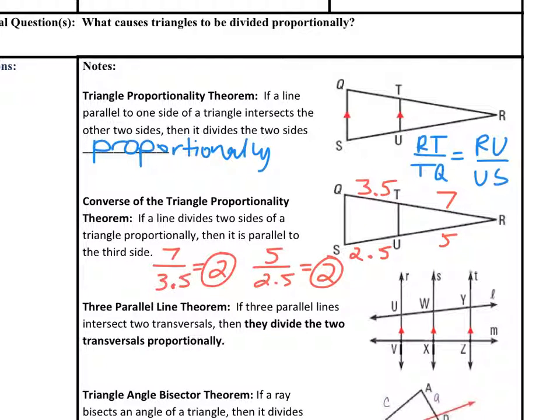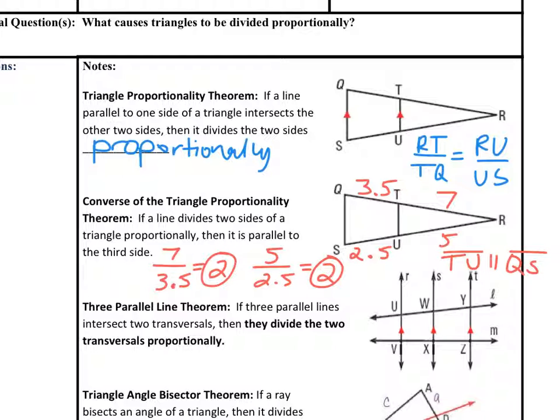Yeah. And so because these proportions are equal to one another, you are allowed to say that TU is parallel to QS. These two lines will be parallel. It's just the reverse of the one we just did. So check that the pieces are proportional and you're good.